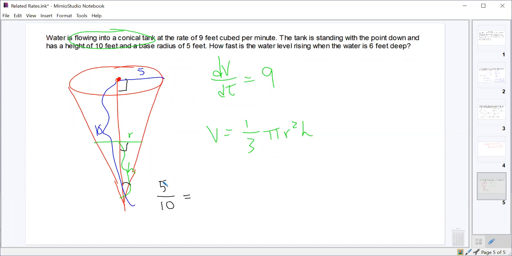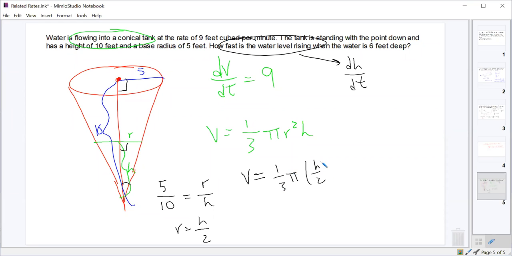So the ratio from radius to height, 5 to 10, ought to be the same as the ratio from radius to height for the water. And we are interested in how fast the water level is rising, which is dh/dt. So we probably want to get rid of the r and put everything in terms of h. So we could get that r is equal to h over 2. So we've got volume equals 1/3 pi (h over 2) squared times h, or volume equals not 1/3, but 1/12 pi h cubed. Good or no? Great.